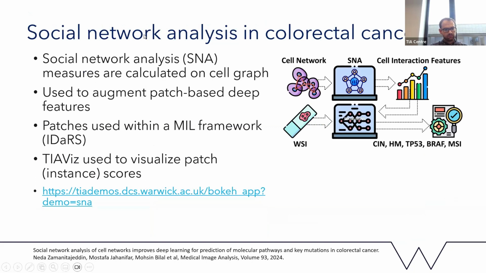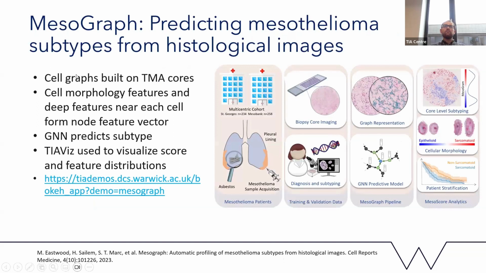It's also been used in some work that looks at adding social network analysis features to deep features on patches in colorectal cancer, and then using a multiple instance learning framework to make predictions based on those features. The visualization tool can be used to visualize the patch instance scores in that MIL framework. And finally, another use case is predicting mesothelioma on TMA cores. Basically, cell graphs on TMA cores with features describing the morphology of the cells. You can use the visualization tool again to visualize the scores and the features that have gone into that.